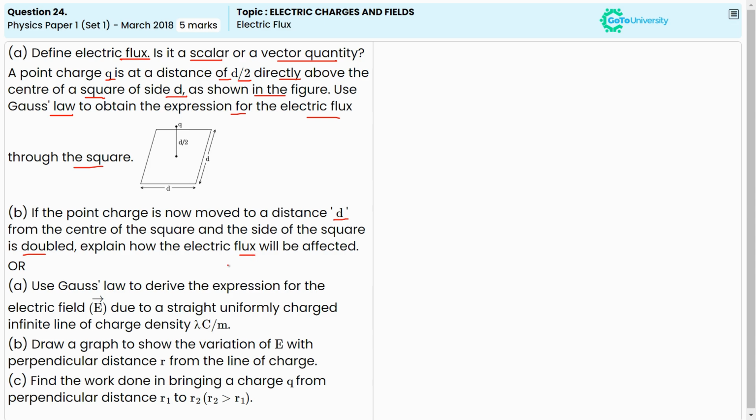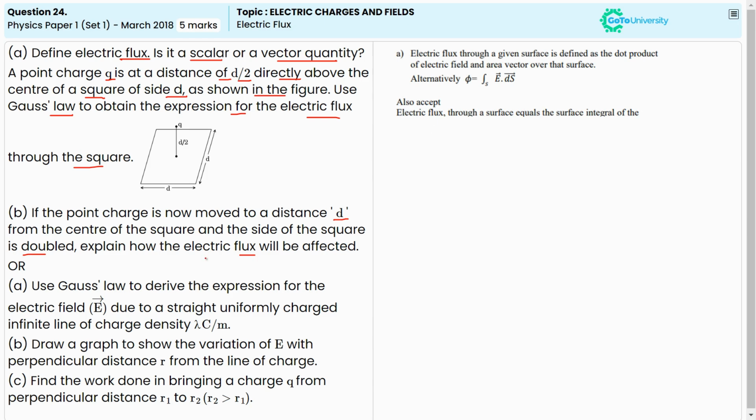First part of the question is define electric flux. We know that electric flux is the number of field lines passing through a surface normally. That is, electric flux through a given surface is defined as the dot product of electric field and area vector over that surface. Alternatively, we can say that the electric flux phi is equal to E vector dot ds vector. It is a dot product.